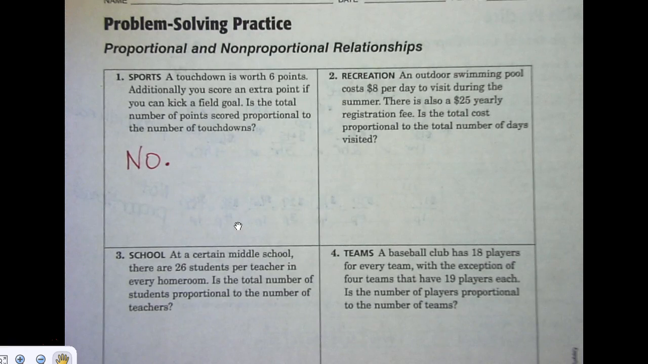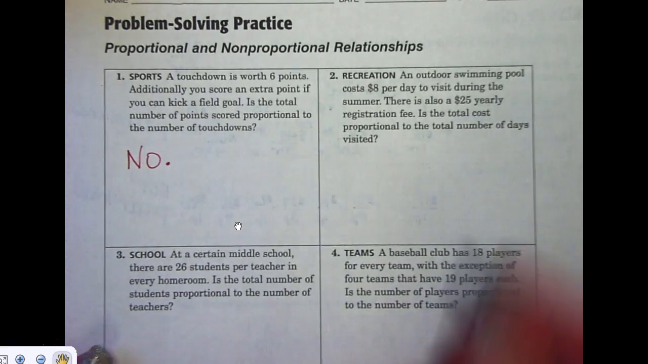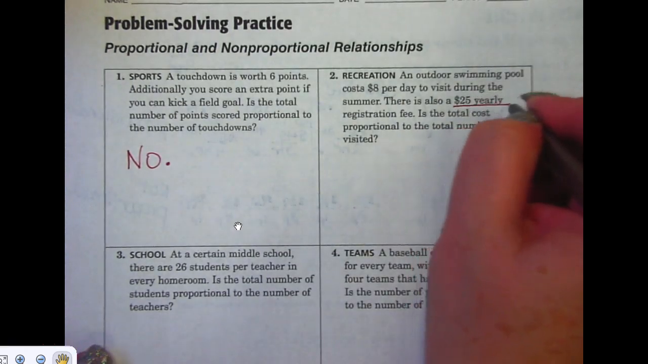Let's look at the next one. An outdoor swimming pool costs $8 per day to visit during the summer. There is also a $25 yearly registration fee. Is the total cost proportional to the total number of days visited? This is like that last problem. What makes this not proportional? I'm going to tell you it's not proportional. The $25 yearly registration fee.